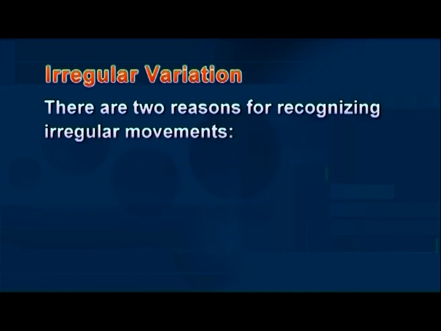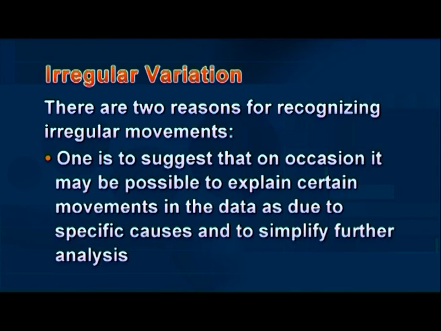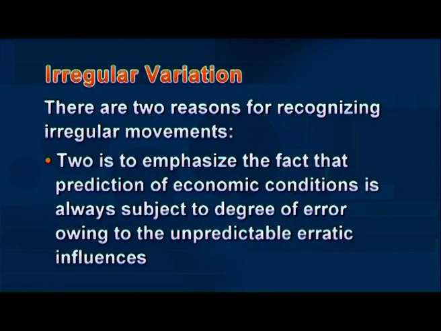There are 2 reasons for recognizing irregular movements. One is to suggest that on occasion it may be possible to explain certain movements in the data as due to specific causes and to simplify further analysis. Two is to emphasize the fact that prediction of economic conditions is always subject to degree of error owing to the unpredictable erratic influences.